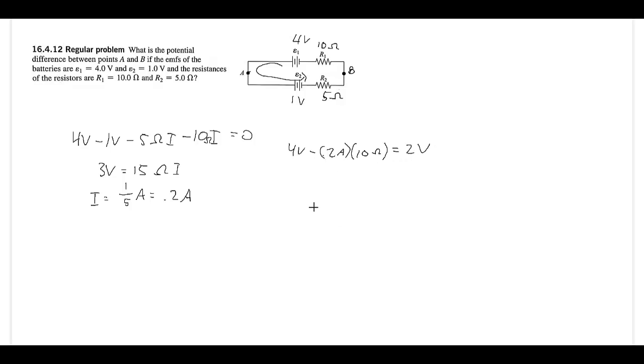All right, and if you want to prove that to yourself using the other one, then we would have, again, minus 1 minus 5 times 0.2, which is also going to give us 2 volts, negative, but still. All right, there you have it.